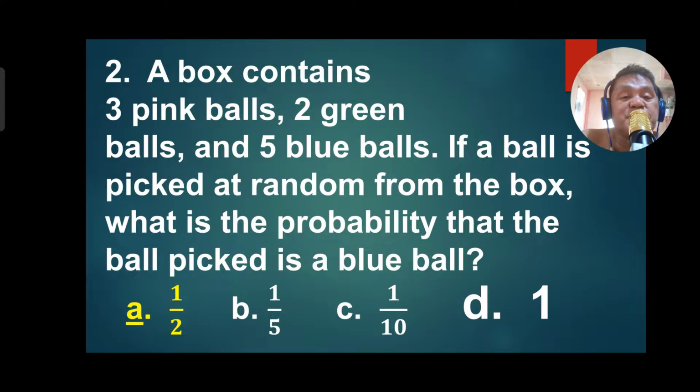So what will be your answer? Letter A, 1/2. B, 1/5. C, 1 over 10, then D is equal to 1. So the probable answer here is letter A, 1/2.